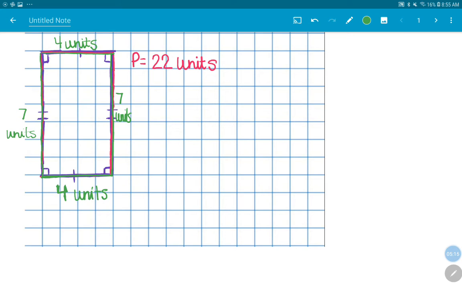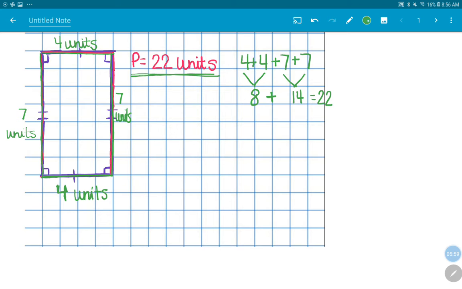That's true. So now if I add up all of those sides, 4 plus 4 plus 7 plus 7, that should give me a perimeter of 22. 4 plus 4 is 8. 7 plus 7 is 14. And if I add 8 plus 14 together, I get 22. Just like we did when we counted while we traced. The perimeter is 22 units.